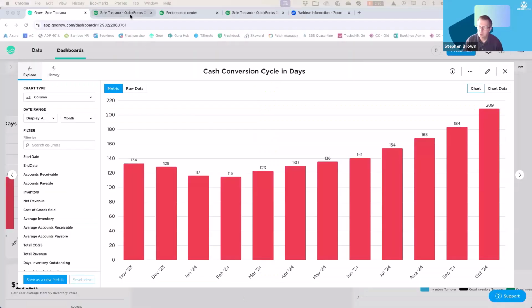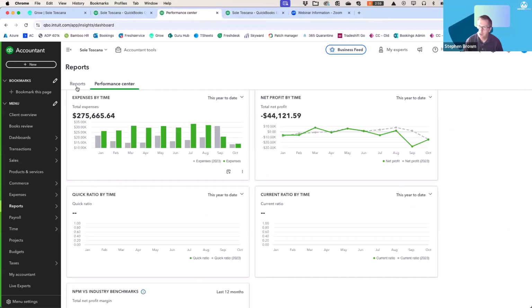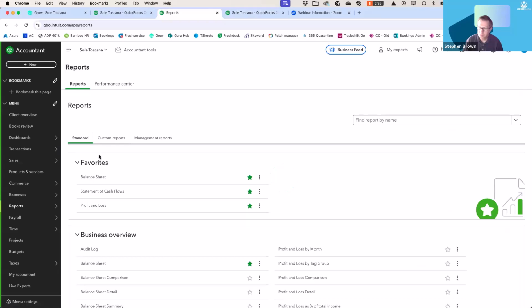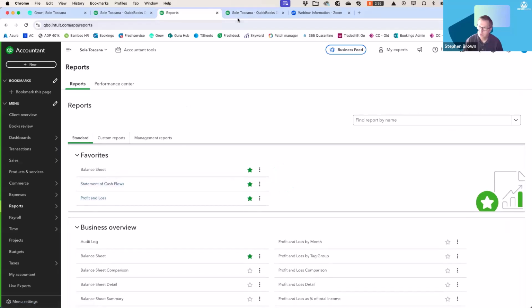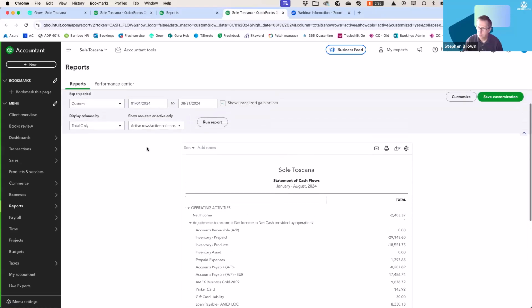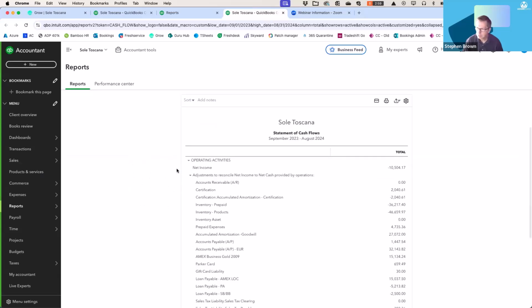I'm going to go into the first. So again, if you go into your reports and run your statement of cash flows, which is here, I've got January through August. I'm actually going to go back a little bit further. Let's go back in the time machine to the beginning of September 2023, so I'm going to see a full year's period and how we did.